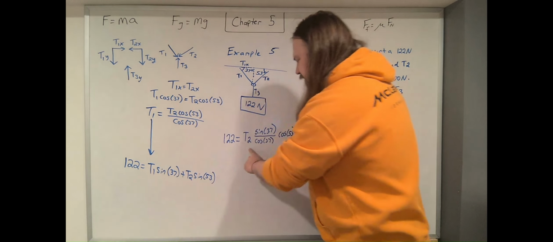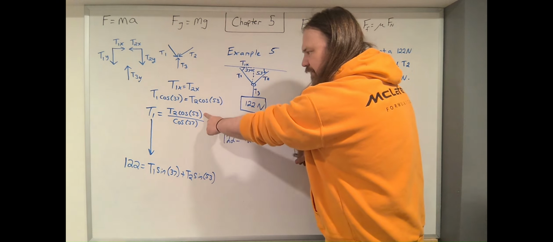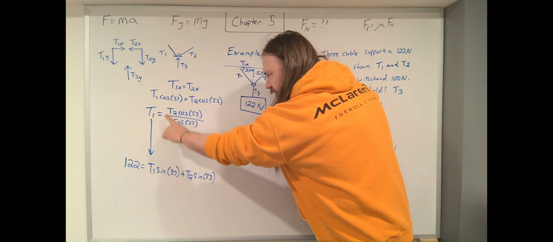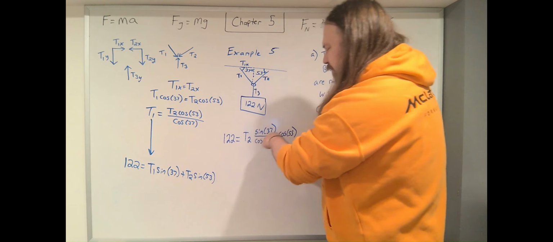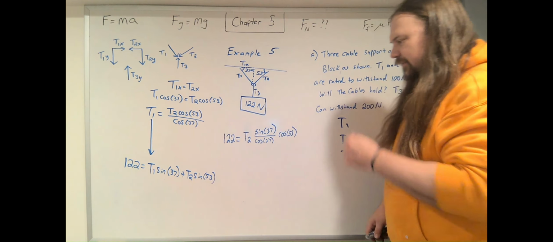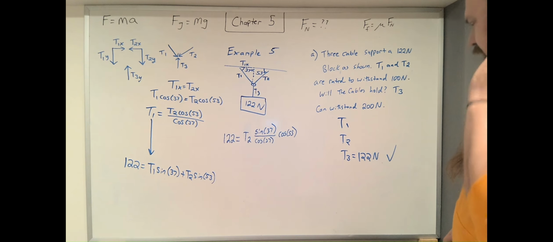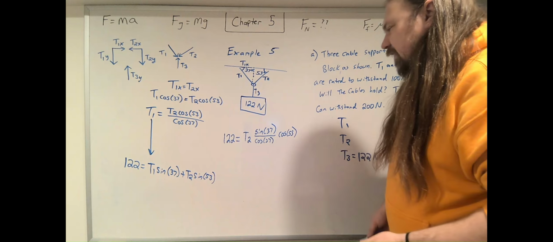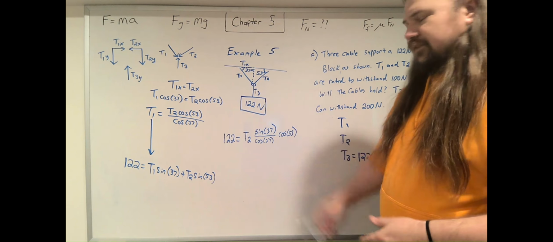Here's my T2. Here's my cosine of 53. I'm dividing by the cosine of 37. And this is me subbing in for T1. T1 was originally times the sine of 37, so I've added that one in there as well. This just gives me a sine over cosine, which gives me a tangent. You can know that from trig if you want. You can also just leave it as sine over cosine.